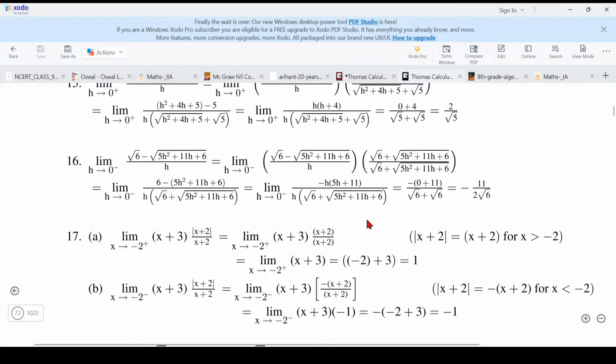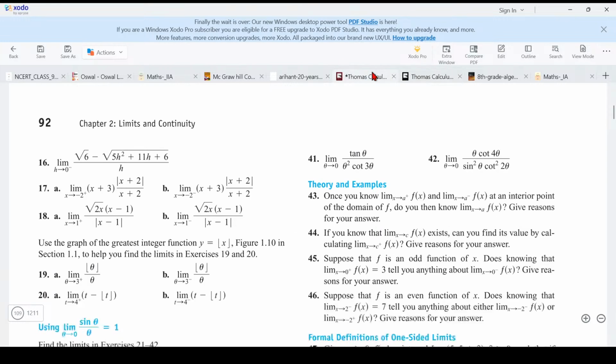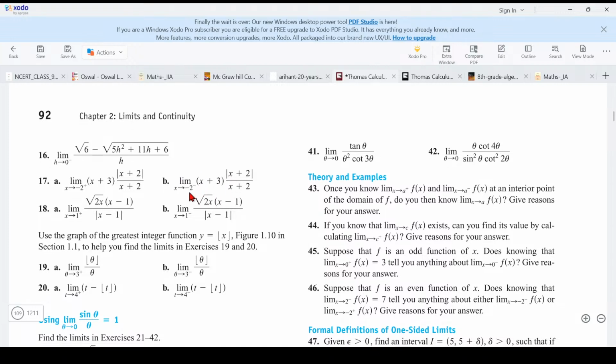Agreed? Yes, sir. Okay. Now, the next one you should tell. What about this one? X tends to minus 2. What is this one? Minus 2 minus. That is minus 2 minus.